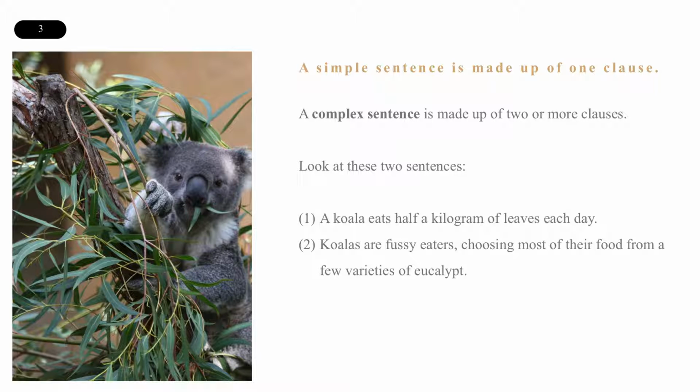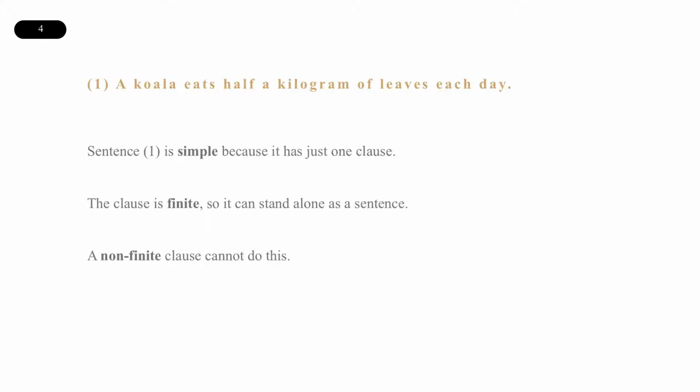So look at these two sentences. Number 1, a koala eats half a kilogram of leaves each day. And number 2, koalas are fussy eaters, choosing most of their food from a few varieties of eucalypt. Sentence number 1 is a simple sentence because it has just one clause. The clause is finite, so it can stand alone as a sentence. A non-finite clause cannot do this.